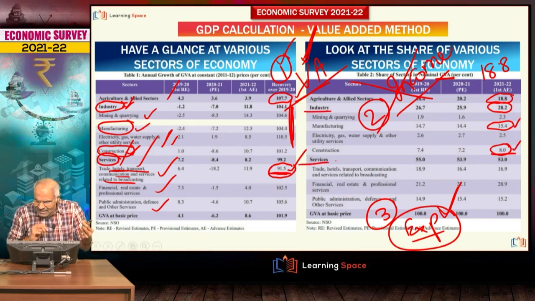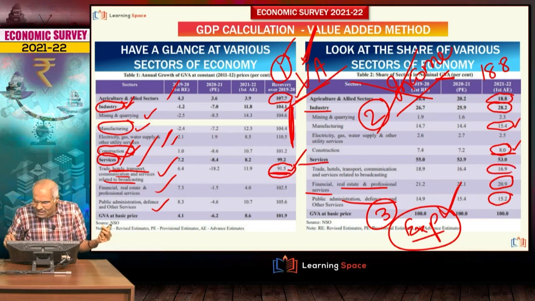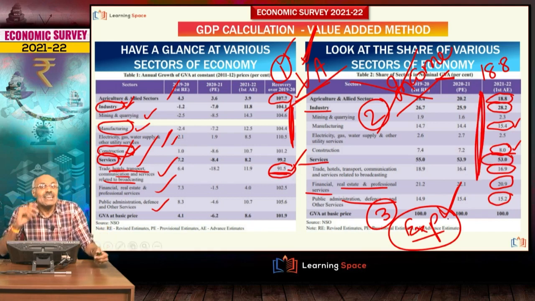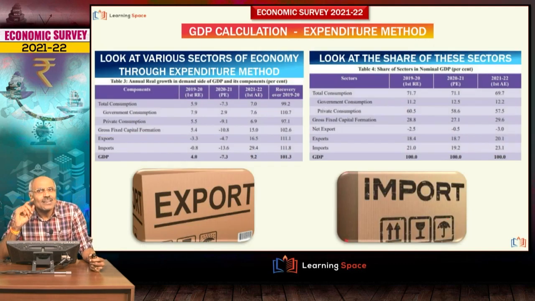Then comes the services. In the services, financial, real estate and professional services constitute 21%. Public administration, defense, you can say government services, constitute 15%. Trade, hotels, transport constitute around 17%. So 53% is services. This is the broad bifurcation of gross value added as far as India is concerned. I hope you got clarity.